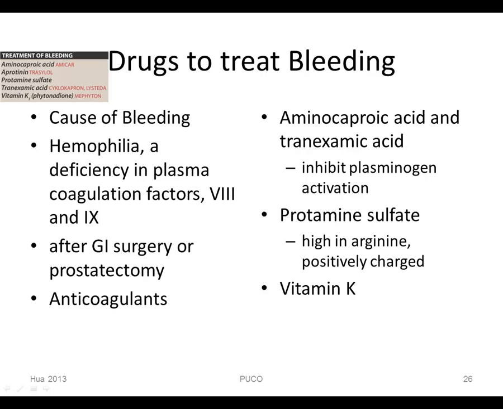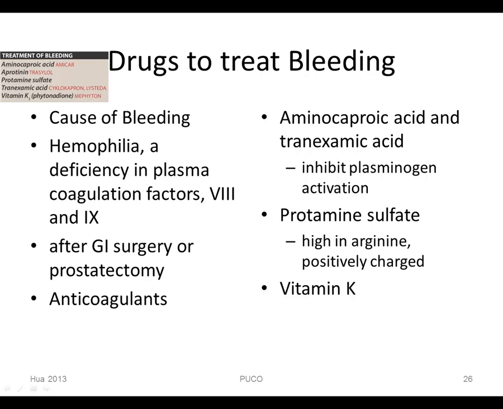Bleeding problems may have their origin in naturally occurring pathologic conditions such as hemophilia or as a result of a fibrinolytic state that may arise after GI surgery or prostatectomy. The use of anticoagulants may also give rise to hemorrhage. Certain natural proteins and vitamin K as well as synthetic antagonists are effective in controlling this bleeding. For example, hemophilia is a consequence of deficiency in plasma coagulation factor, most frequently factor 8 and 9. Blood transfusion is also an option for treating severe hemorrhage.